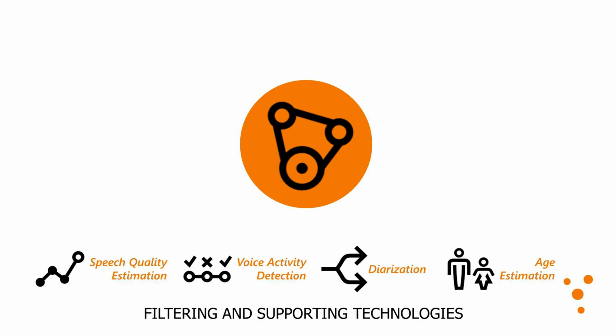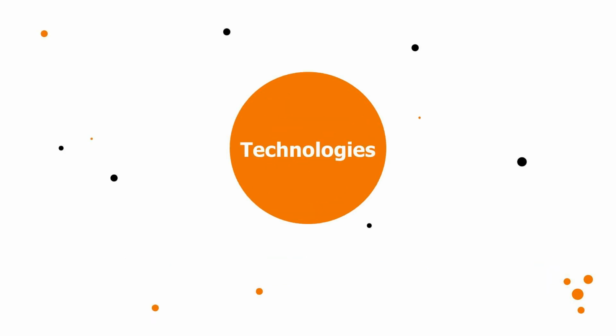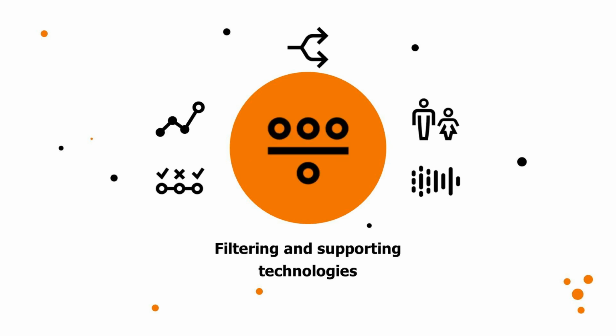Apart from these, there are also a few of what we call supporting and filtering technologies: speech quality estimation, voice activity detection, diarization, and age estimation. Let's talk in more detail about what the individual technologies do, how they work, and what they can be used for. Filtering and supporting technologies.